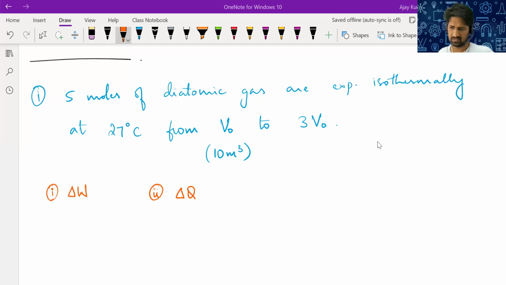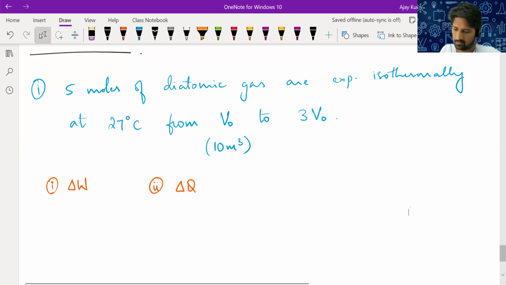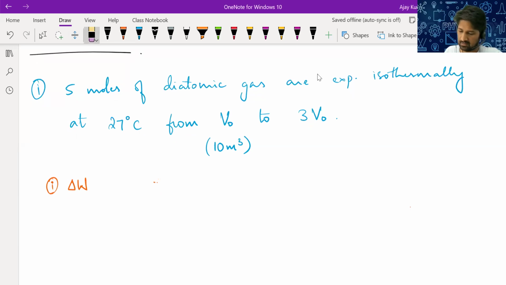I haven't received any answers yet. Can one of you quickly tell me the formula for work done by a gas in an isothermal process? Work done is calculated as nRT ln V final by V initial. Maybe I should specifically give you some time to note down the formula while explaining.